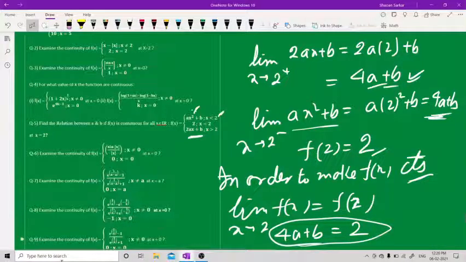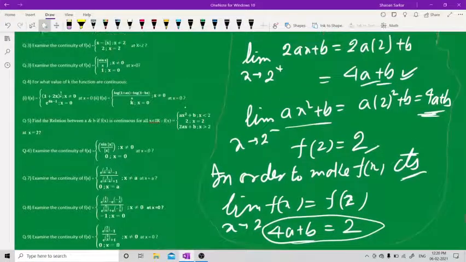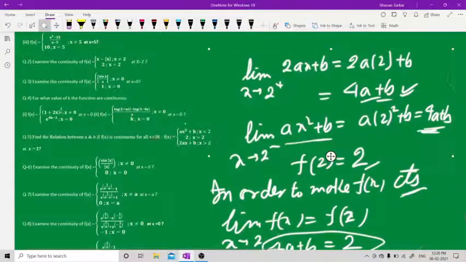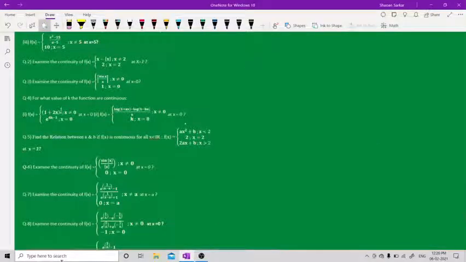Wait, let me rub this one. Yes, let's delete this portion. Now we will do this question. Sixth, see how to do the sixth one.